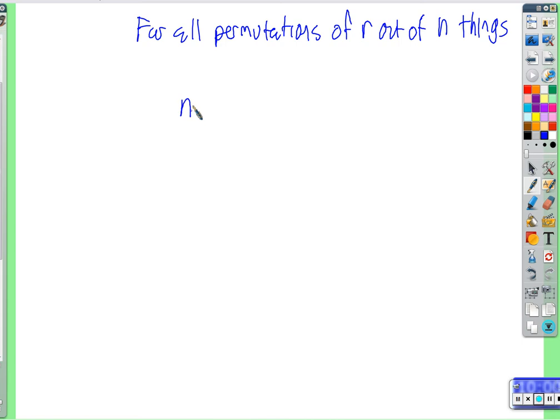That would be nPr. That's what that means. It also means National Public Radio, but it means all the permutations of r out of n things. So n is always the total, and r is the subset of those things, okay? So what we just found was 300P35, or at least what we wrote the expression for. Because if you try to do that in your calculators, it breaks again, okay?